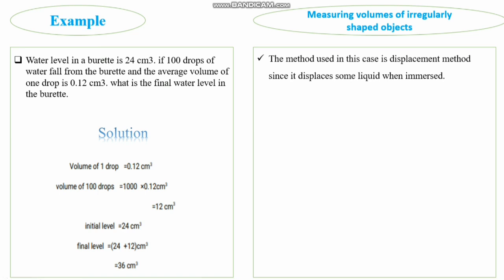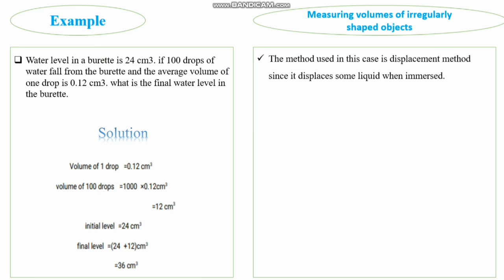Now, measuring volumes of irregularly shaped objects. The method used in this case is the displacement method, since the object displaces some liquid when immersed. When we have an irregularly shaped object, it does not have a regular shape, meaning we cannot easily determine the length, the width, or the height.